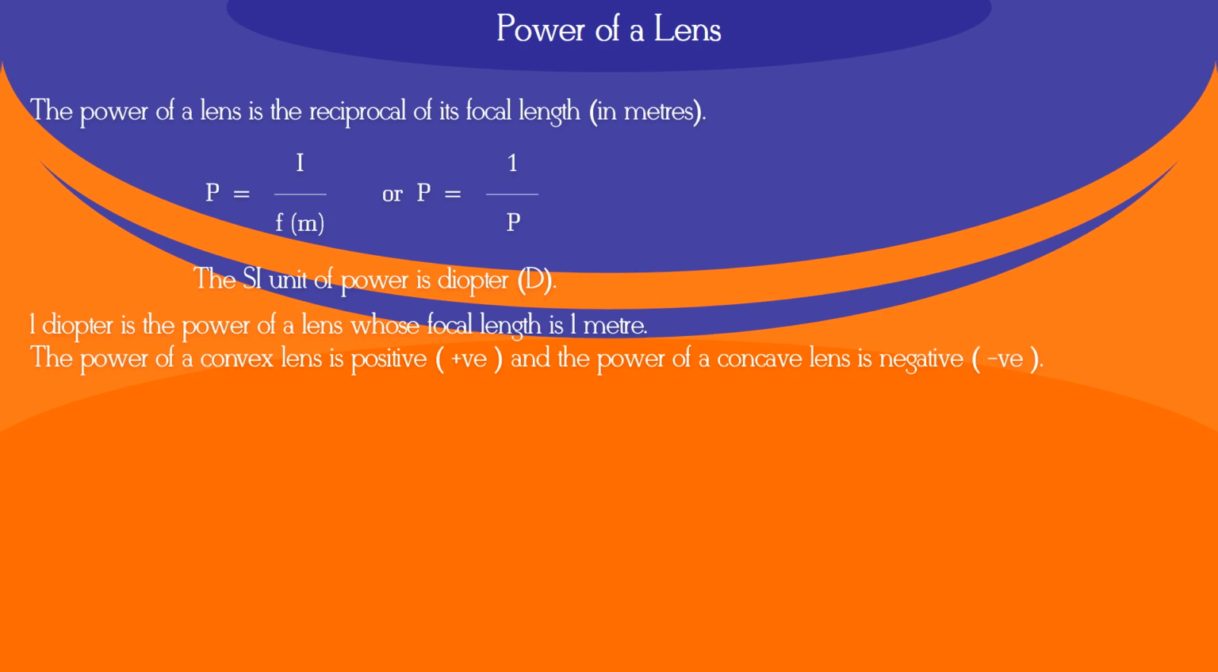Power of lens. It is the capacity or the ability of a lens to deviate the path of rays passing through it. A lens producing more convergence or more divergence is said to have more power, and it is represented by the symbol capital P, and the power of a lens depends on its focal length. So power is equal to 1/f, with f in meters. The SI unit for power is the diopter, represented by capital D, and 1 diopter is the power of the lens whose focal length is 1 meter. The power of a convex lens is positive and the power of a concave lens is negative.